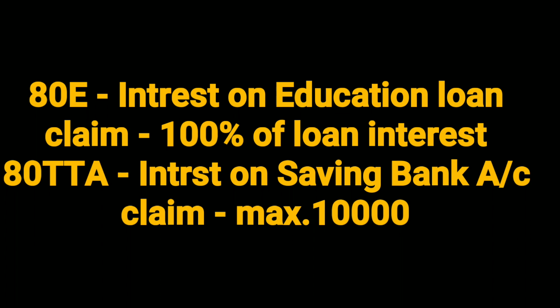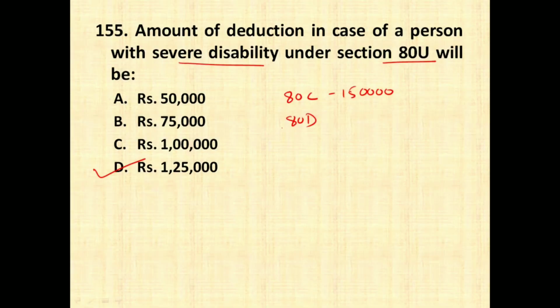Then 80E for education, 100% of the amount which you are paying as interest on loan of education. Then 80TTA, which is for interest on savings bank account up to rupees 10,000. In the same way, there are many other deductions which you have to remember.